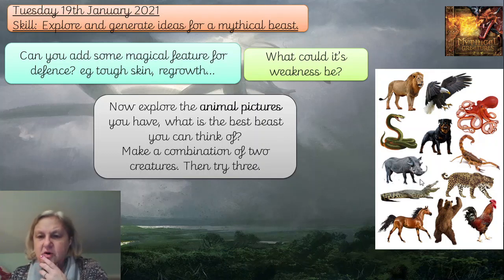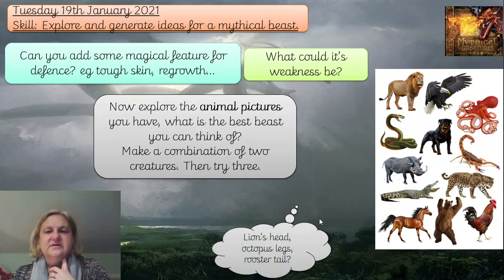I like the warthog head, and we've got a Rottweiler dog here, like a part of a hellhound, and a scorpion, leopard, a cockerel, a grizzly bear standing up, and a horse. That's got to have a noble creature to it as well, hasn't it, that one? And a crocodile. So we've got a lion's head. You might want to have a lion's head, octopus legs, and maybe a rooster tail. My goodness, that's going to be a strange one.